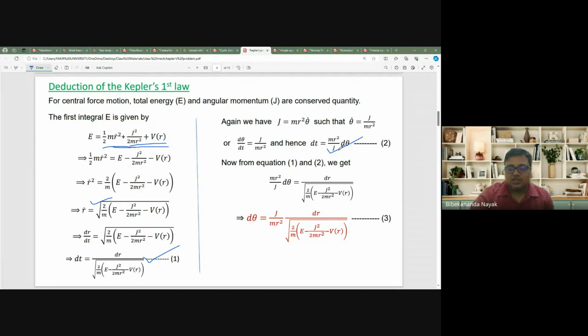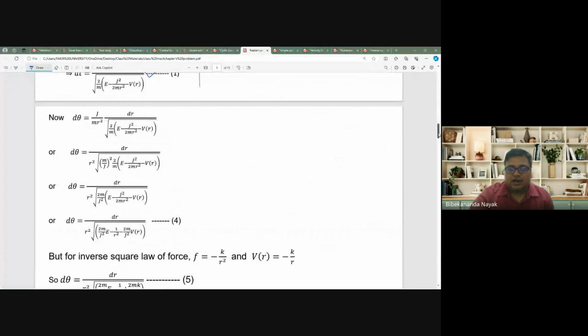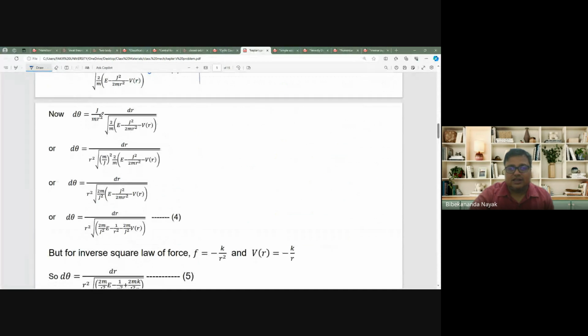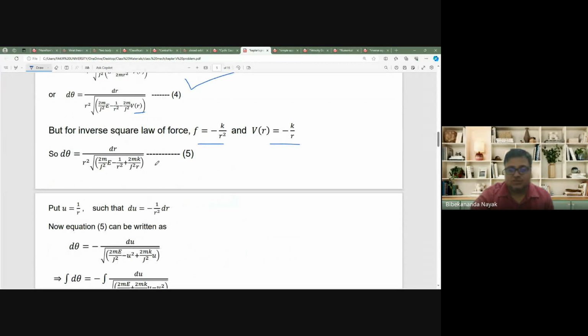Comparing the two dt's, equation 1 and 2, you can write m r square by j d theta is equal to dr by root over of this. So d theta is equal to j by m r square into dr by this. And simply rearranging, you can write d theta as a rearrangement in r square. We got a form. But for inverse square law of force, F is equal to minus k by r square, so V is equal to minus k by r. Putting minus k by r here in place of V, we got d theta is equal to this. This is the general equation.